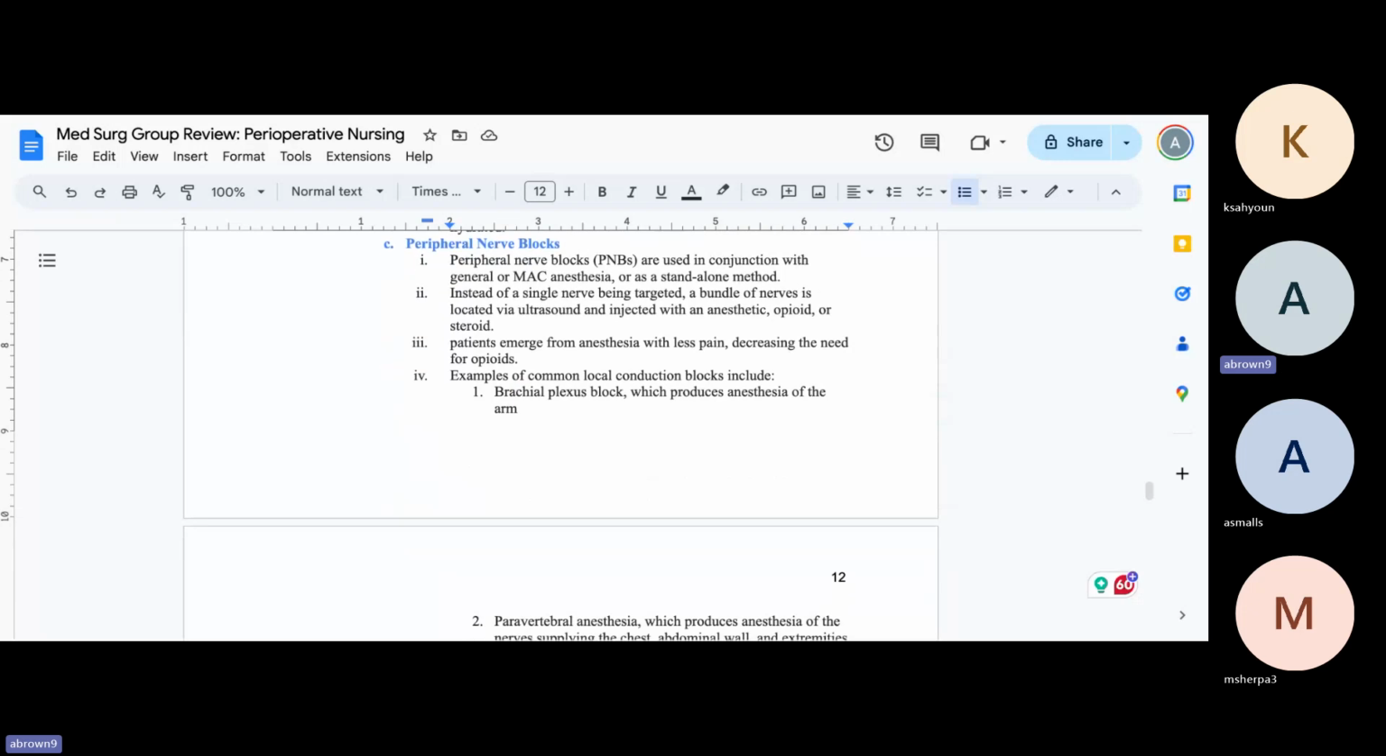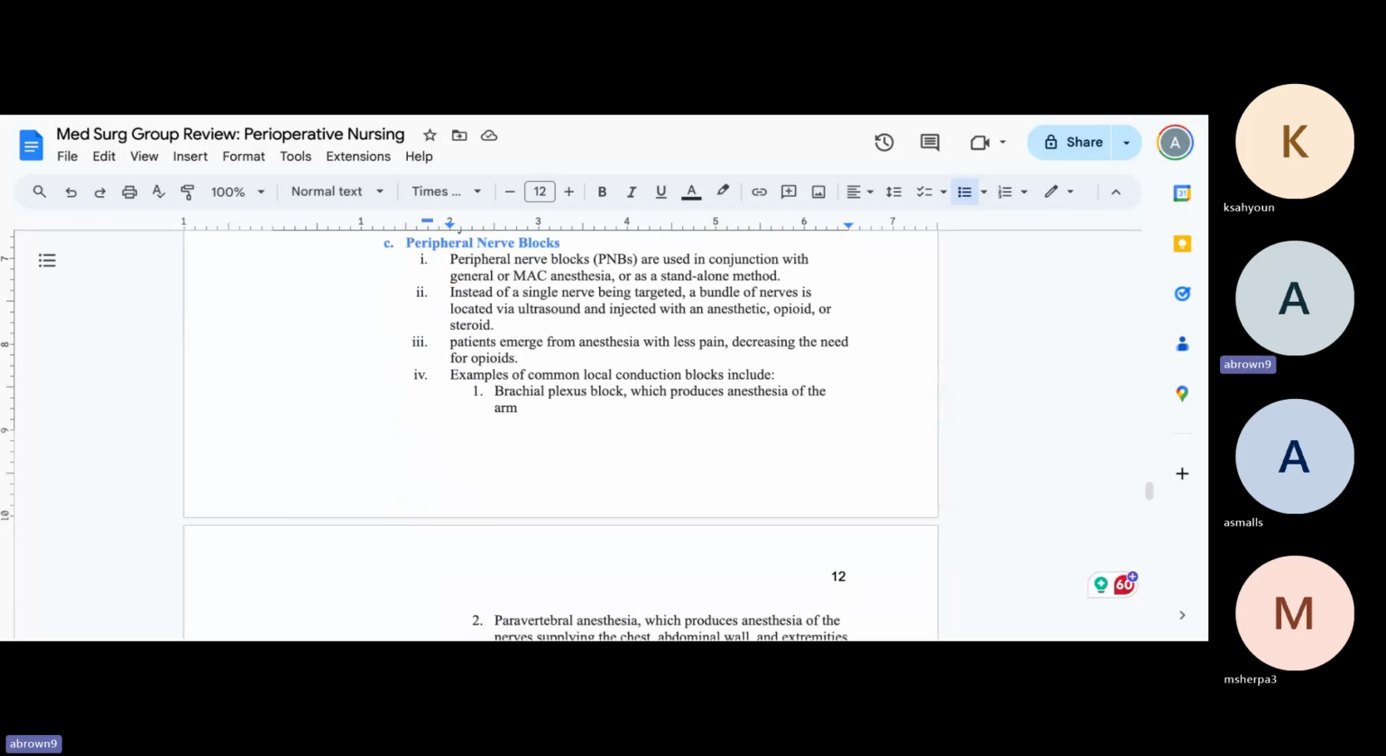Next is peripheral nerve blocks. Peripheral nerve blocks are used in conjunction with general anesthesia, or, as we're going to talk about a little bit later, MAC anesthesia, or as a standalone method. Instead of a single nerve being targeted, a bundle of nerves is located via ultrasound and injected with an anesthetic, opioid, or steroid.